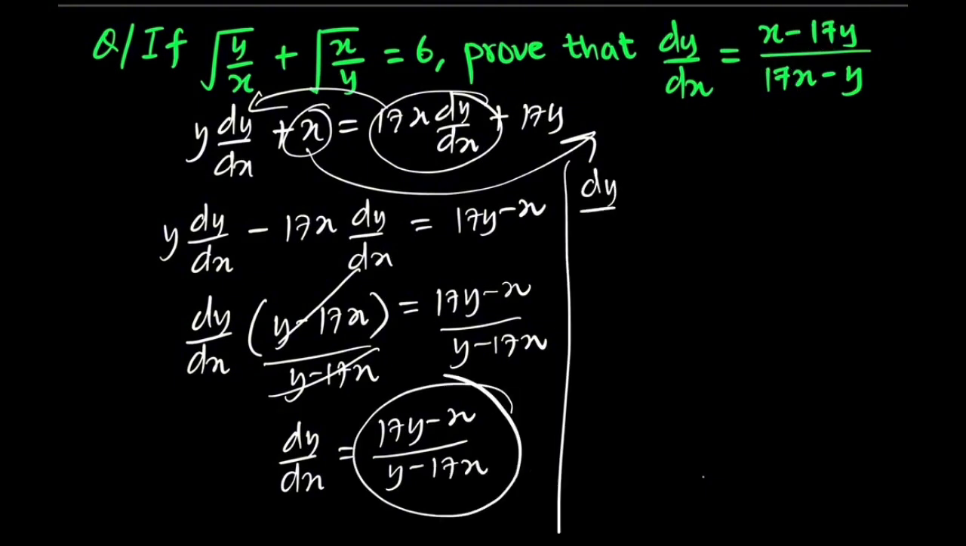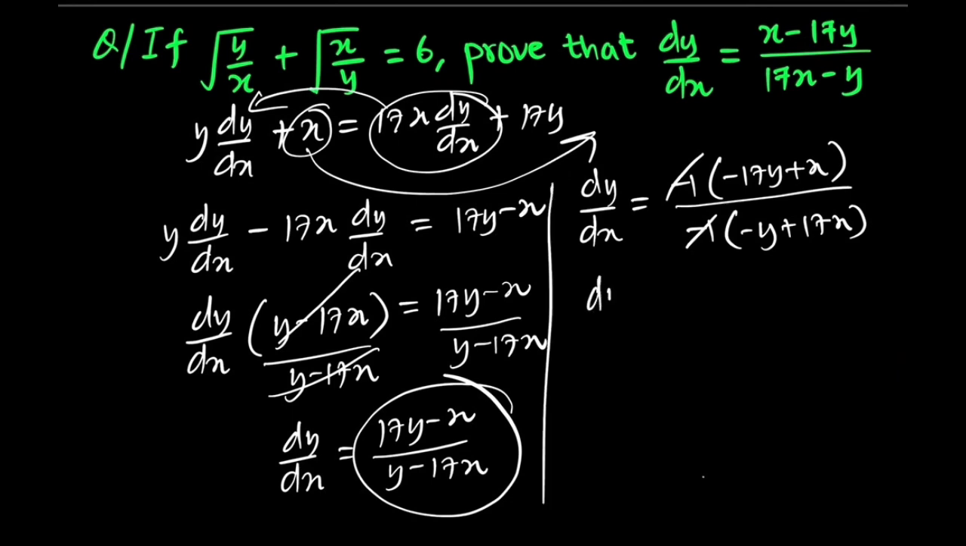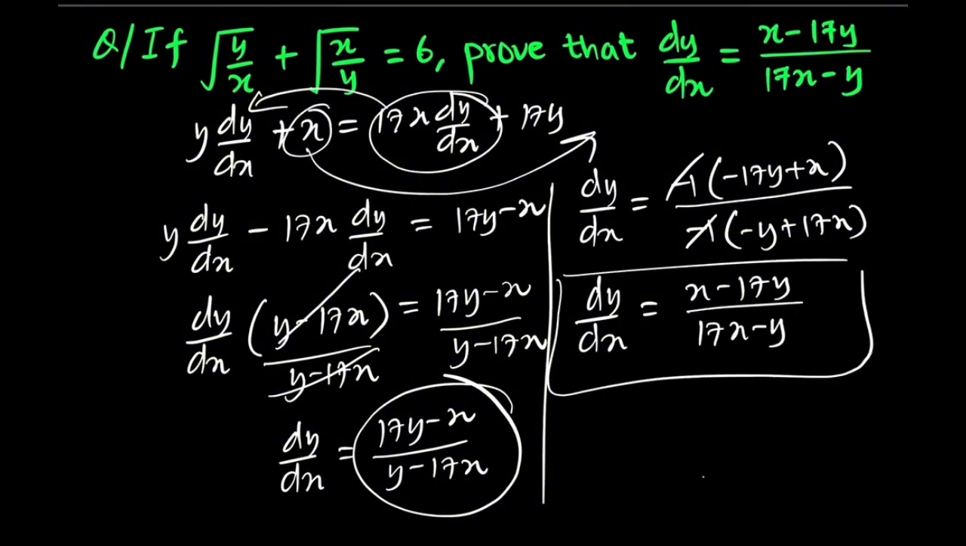dy over dx equals, I can take minus 1 out from the numerator and it becomes minus 17y plus x. I can also take minus 1 out from the denominator, which becomes minus y plus 17x. Now minus 1 and minus 1 get cancelled out, which leaves us dy over dx is equal to x minus 17y divided by 17x minus y. So this is how we prove this implicit differentiation.